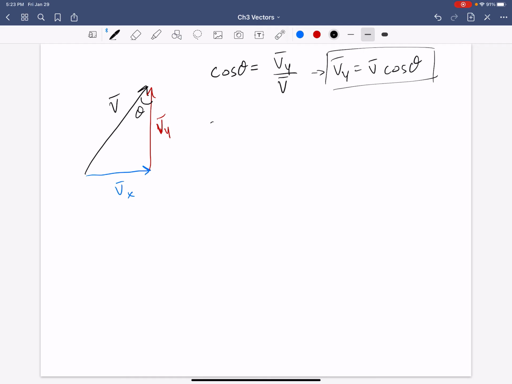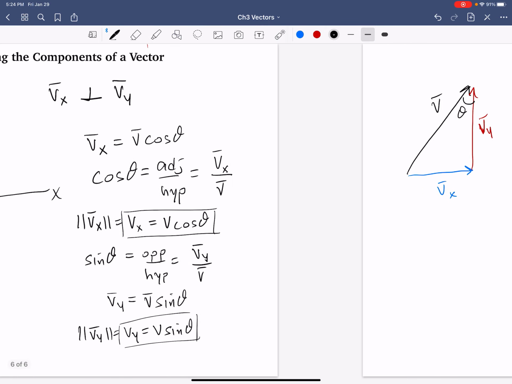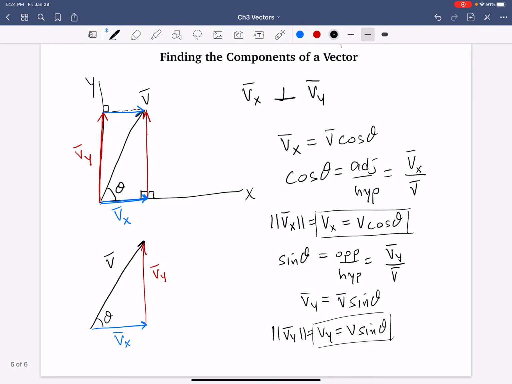Defining sine, we have the following. Sine is the opposite, so that gives us Vx over V, which results in Vx being equal to V times sine of theta. And so now the sine and cosine are actually reversed from what we got over here.